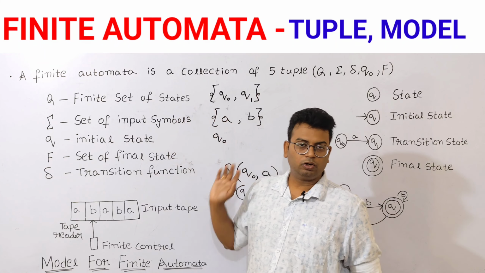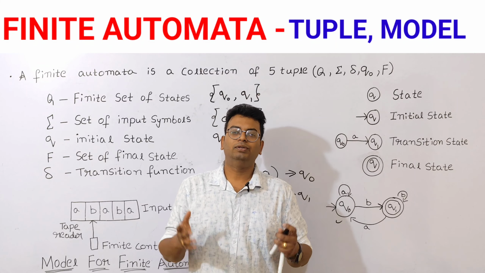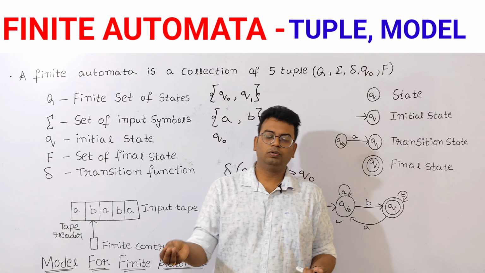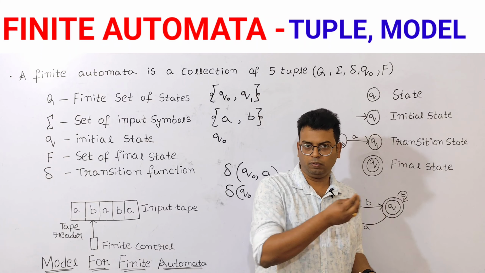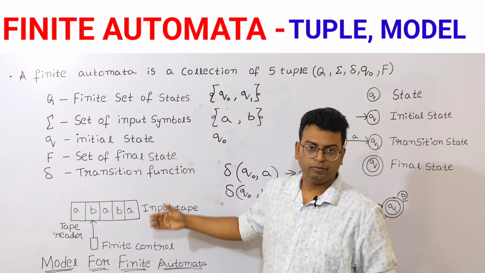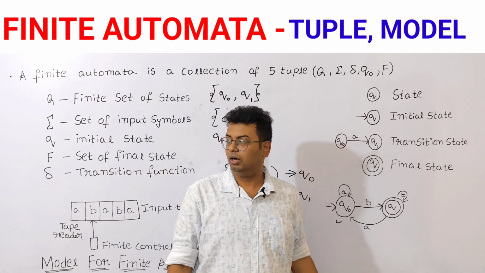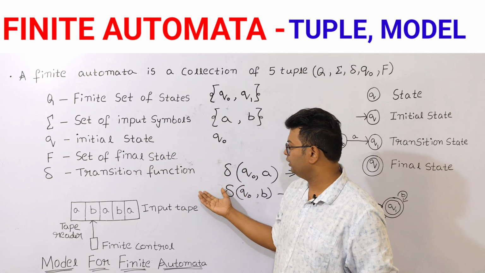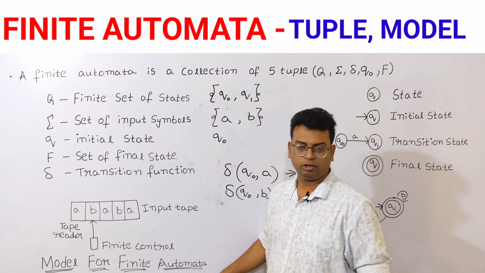So finite automata is a mathematical model which consists of different inputs, and according to that, it changes its state from one state to another. It can be described by 5 tuples, and these 5 tuples have been shown here. It's a model for finite automata.